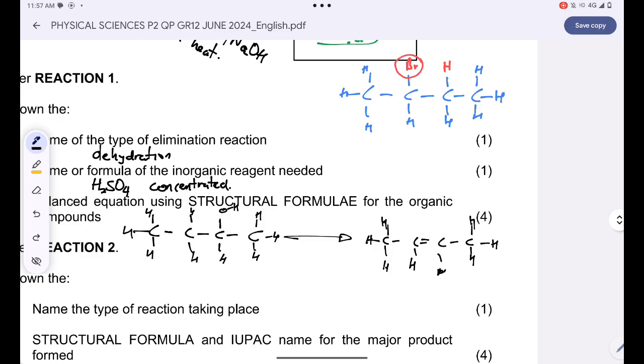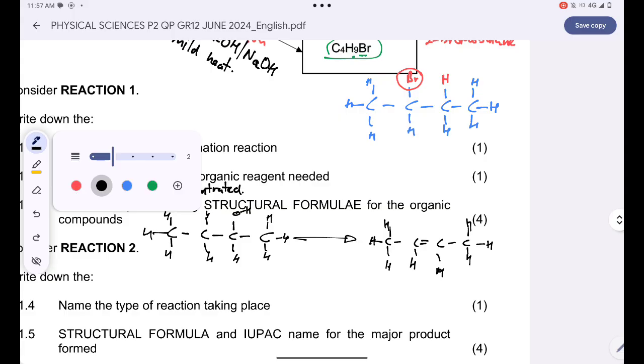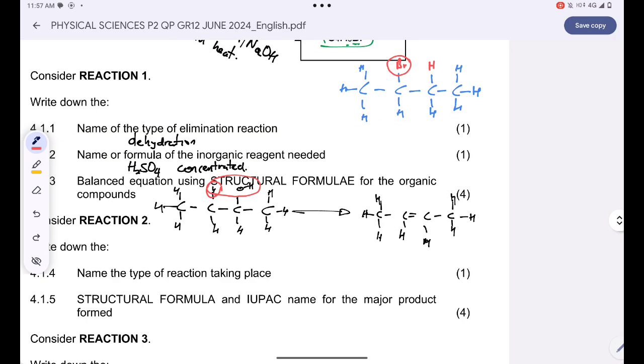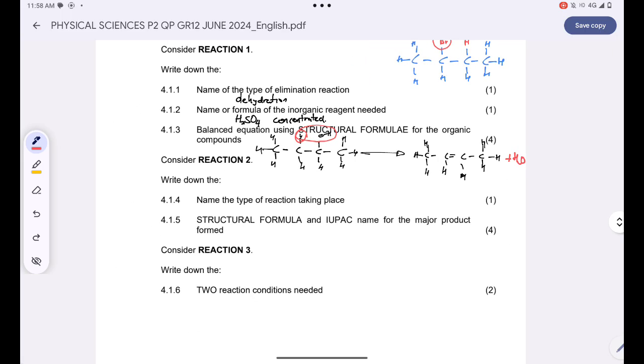Okay, please note that, guys, according to Zaitsev's elimination rule, we will always take the hydrogen from the carbon with the least number of hydrogens. So that's why we are taking that hydrogen over there. And then obviously the inorganic compound that we form will be water. Now let's go to reaction 2.